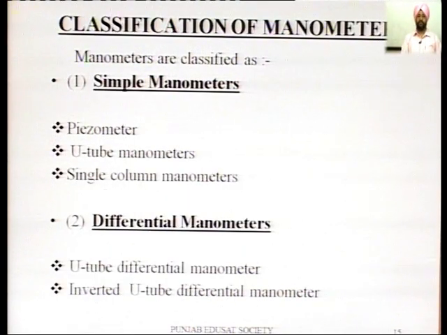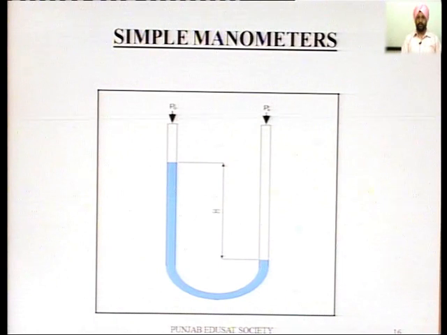Now, in the classification of manometers, first are the simple manometers, which are again of three types: piezometer, U-tube manometers, and single column manometers. The second type of manometers are differential manometers. These are again of two types: U-tube differential manometers and inverted U-tube differential manometers. We will see one by one. Firstly, the simple manometers.